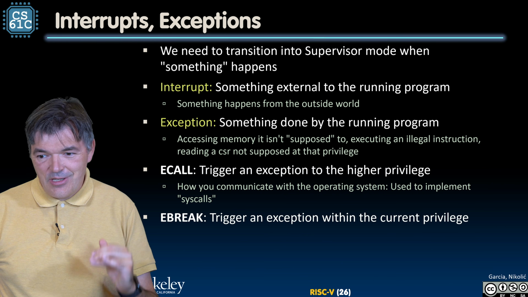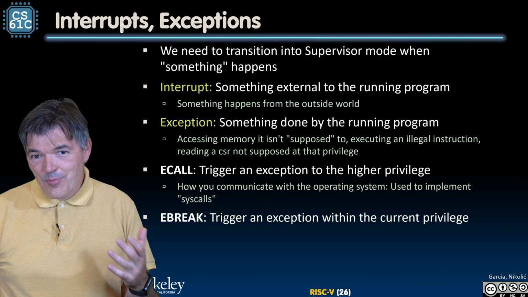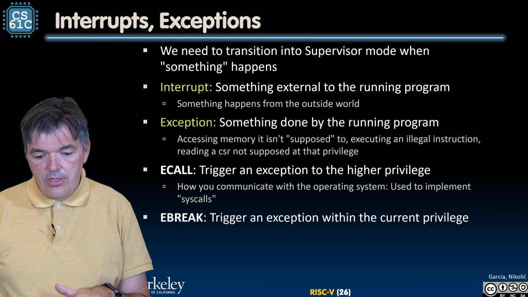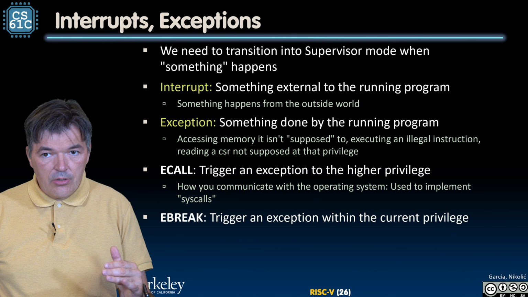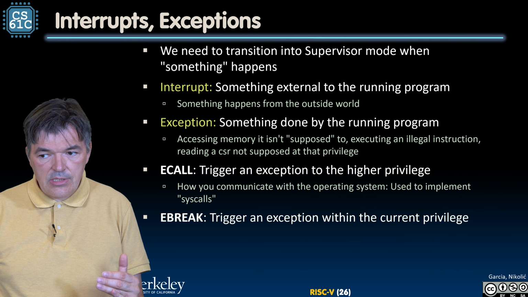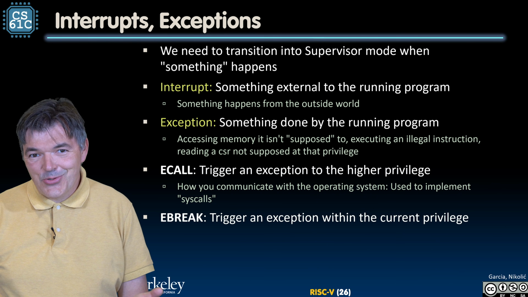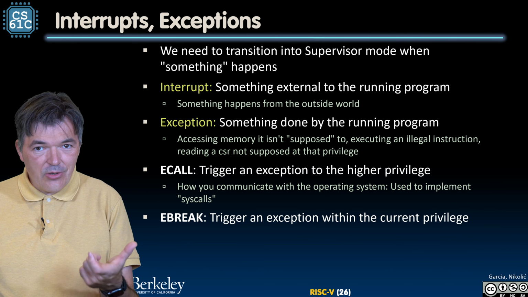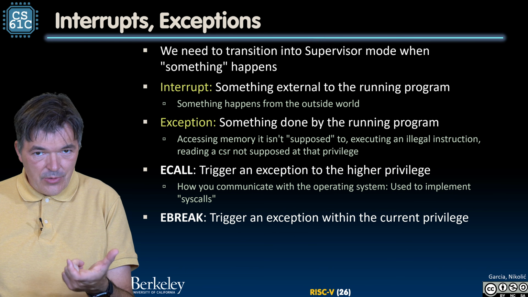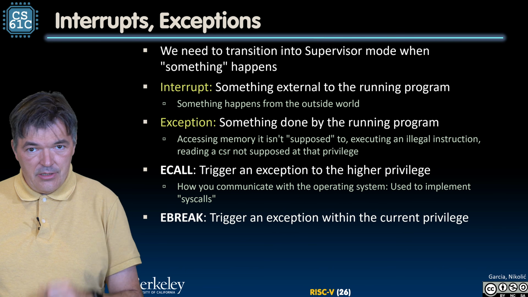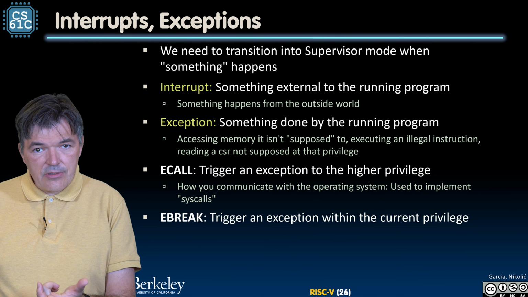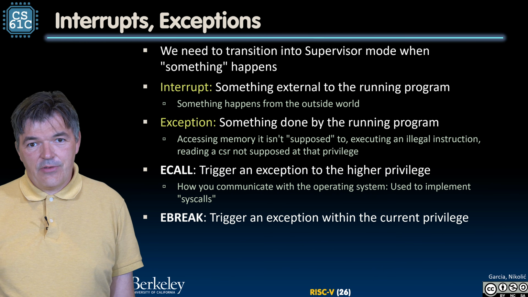Also, this puts eCalls and eBreaks in perspective. eCall triggers an exception to the higher privilege, and eBreak triggers an exception within the current privilege. So eCall is the way we communicate to the operating system. This is what we basically use to implement syscalls. We will set a set of arguments for our eCall, and that is what is going to cause a system call in Linux. On the other hand, eBreak transfers control within the current level of privilege.